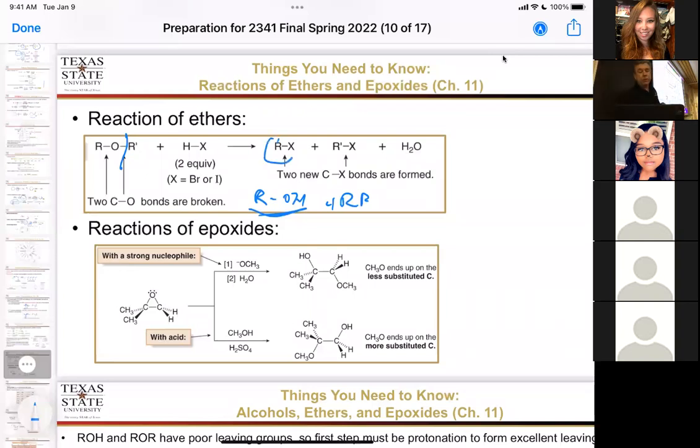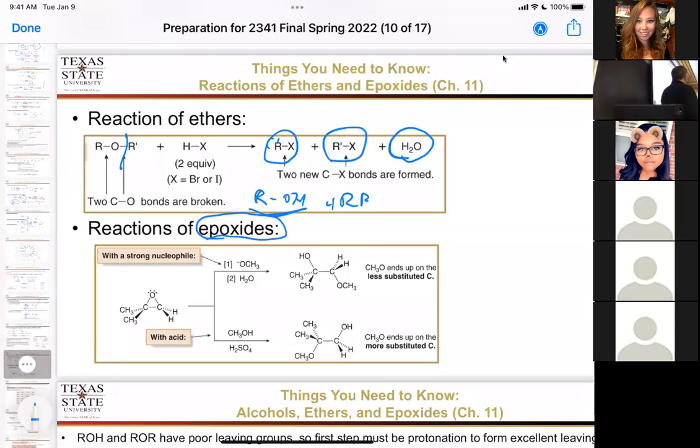So you actually end up with two equivalents of your alkyl halide and one equivalent of water, because the water got kicked off as the neutral water. Okay, but the best reaction in the ethers is the epoxide reaction. But remember, there's two mechanisms. If you have a good nucleophile, it's going to substitute on the less substituted side, sterics. It wants to come to the less substituted.